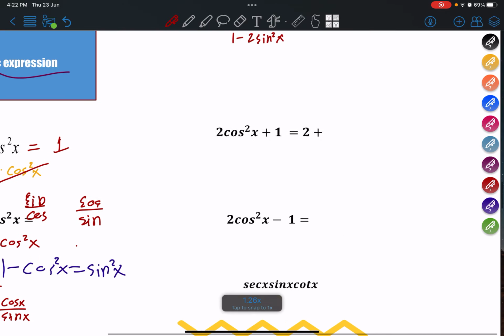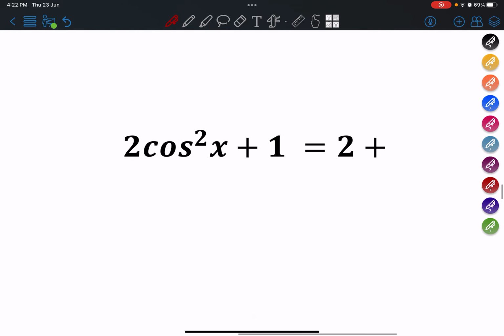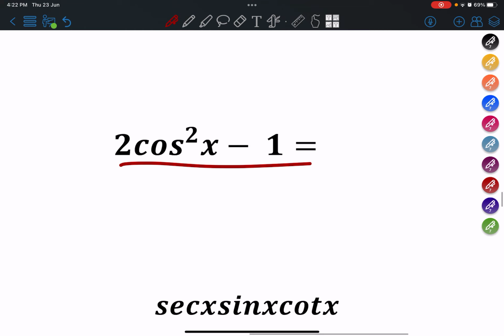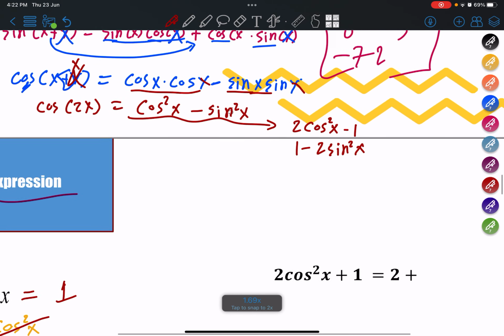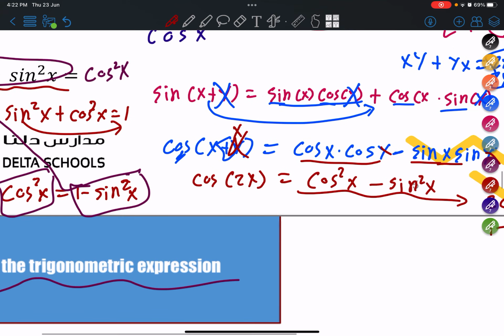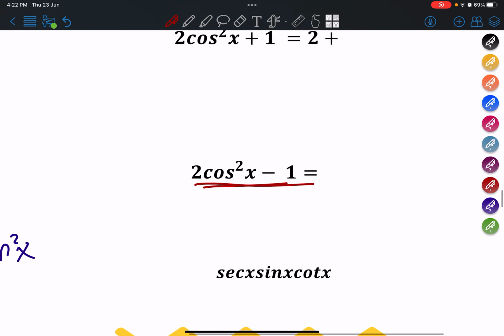Okay, so here we have 2 cosine. Let's go to this first because this will make more sense. 2 cosine square x minus 1. We've already said before that this is equal to, we wrote the 3 versions of cosine 2x, and the version in terms of cosine is equal to this one. So this is equal to cosine 2x, okay?